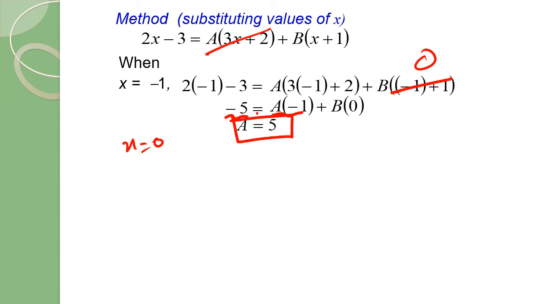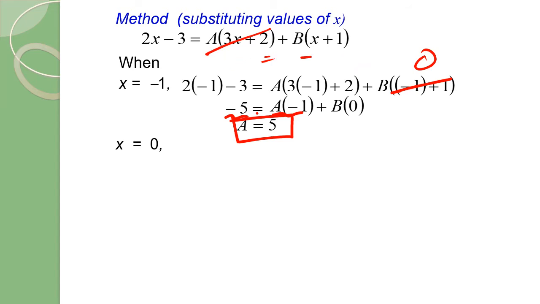But if we have more than two unknowns that we want to find, we might have to find what value of x we need to use. To eliminate A, what we can use is 3x plus 2 equals 0, so x should be equal to -2 over 3. But here, because we have A already, we can use the easiest number in the world, which is 0.